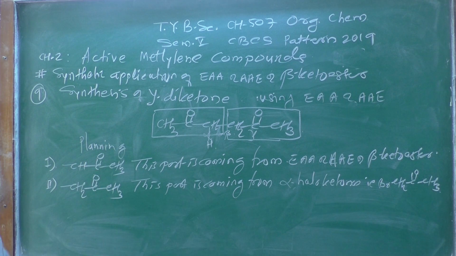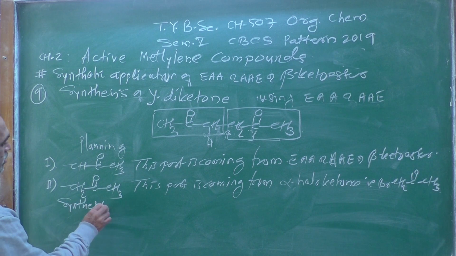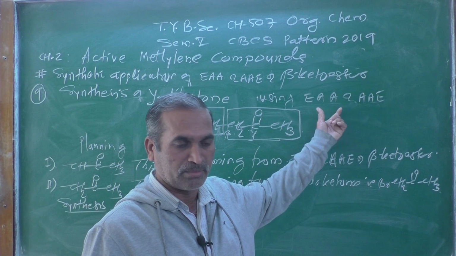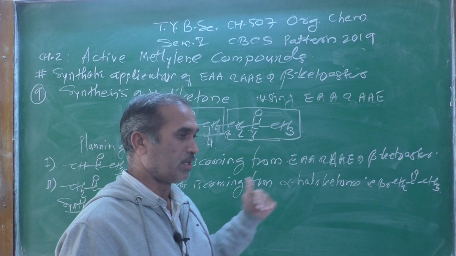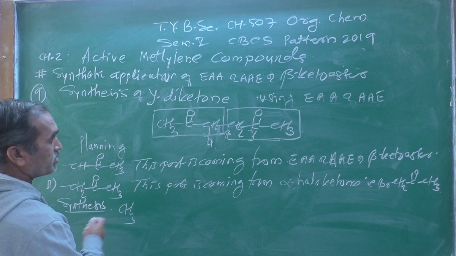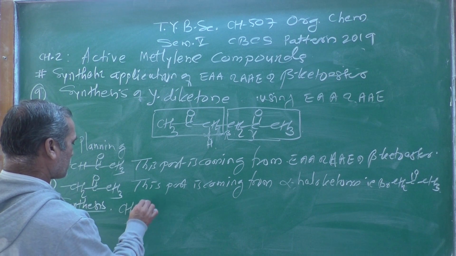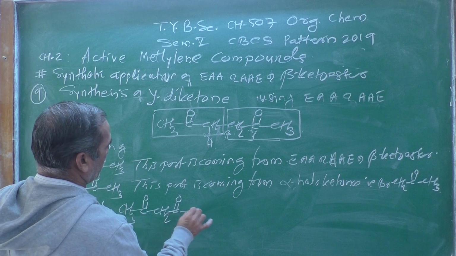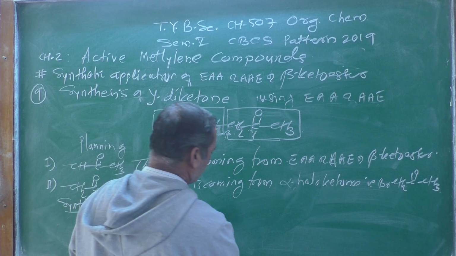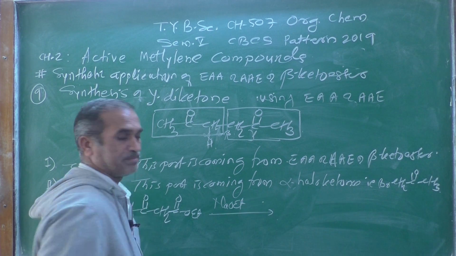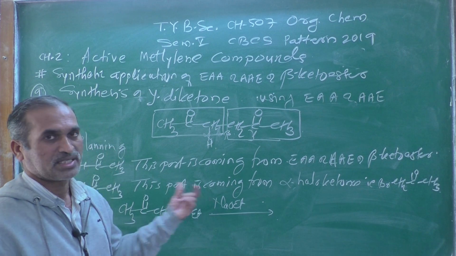And now the next step, as usual, is the synthesis. Do the synthesis over here. After the planning, what do we require? We require a starting material, and the starting material is already given to us: ethyl acetoacetate. Everyone knows the structure of ethyl acetoacetate, CH3, C double bond O, then CH2, C double bond O, OEt. And the first step, normally we use the reagent NaOEt, sodium ethoxide. It is a base catalyzed reaction.